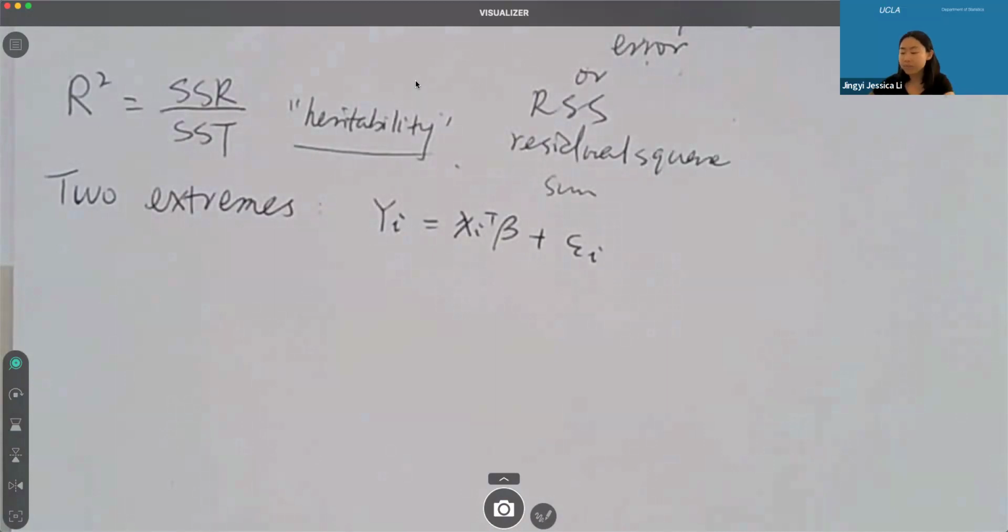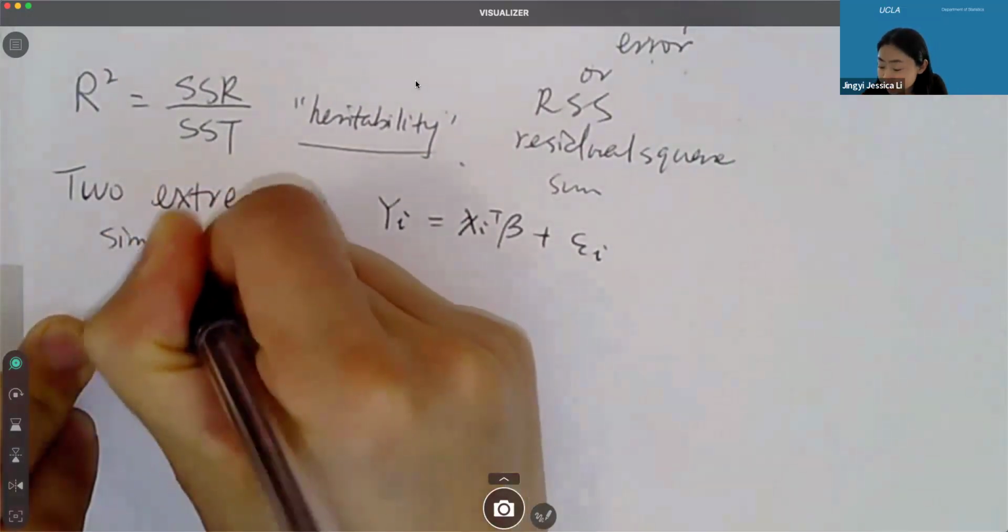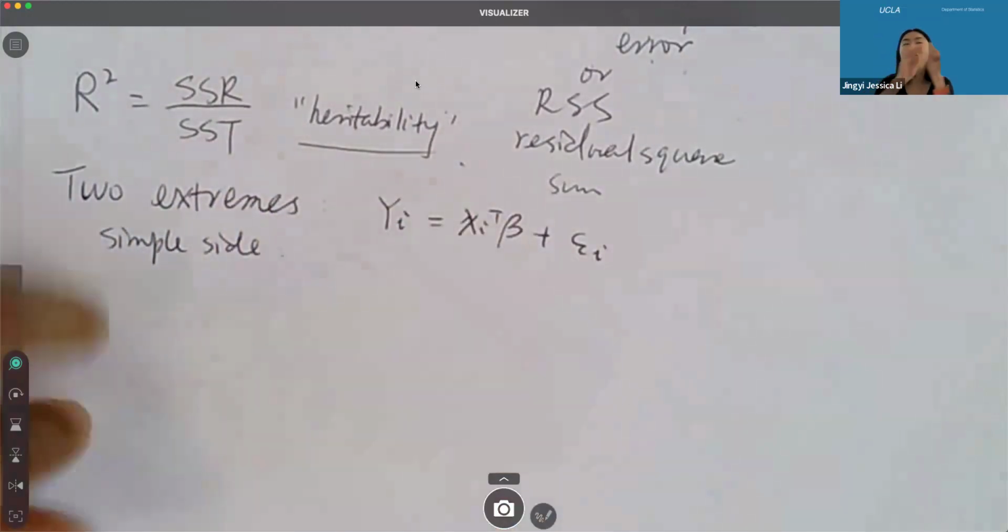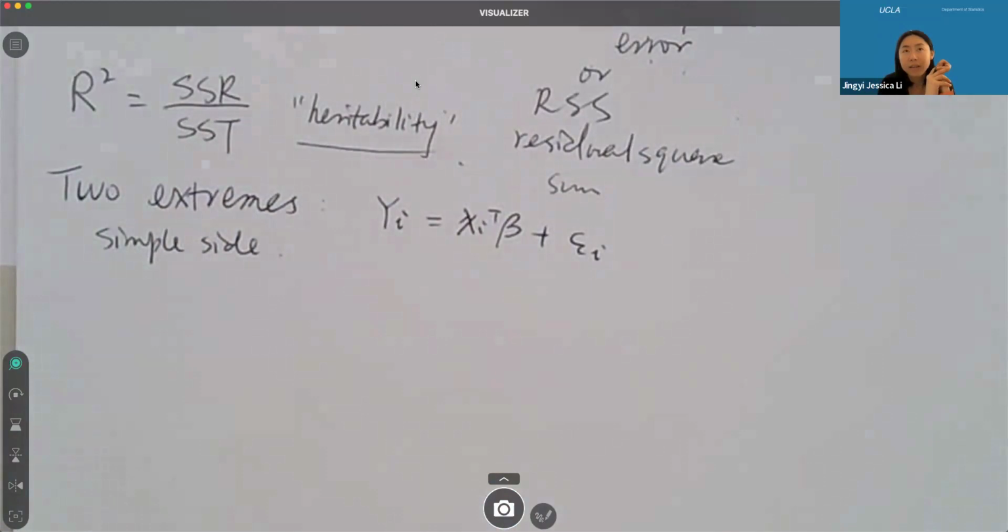Okay, on the one extreme, on the simple side, we don't want to include any covariates at all. By not including any covariates, how would you predict yi for each observation? Because I don't want to use my xi at all. For example, if I want to predict a person's height as the trait, I don't want to use any of this person's characteristics. I just want to predict, with no information about this individual. Yes, the average, right? We'll just use the population average height.